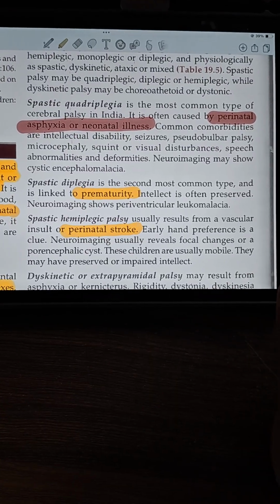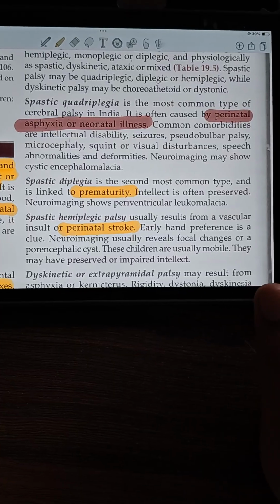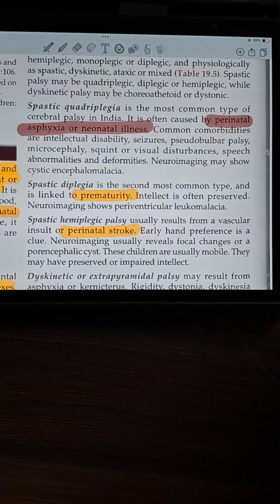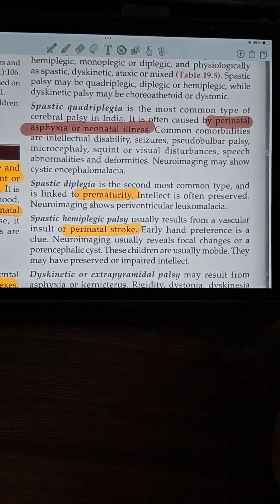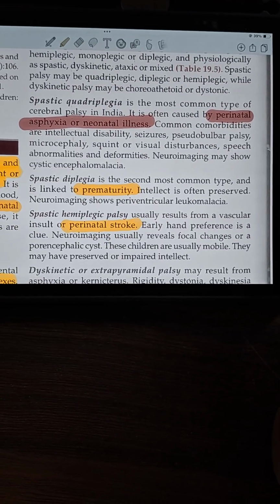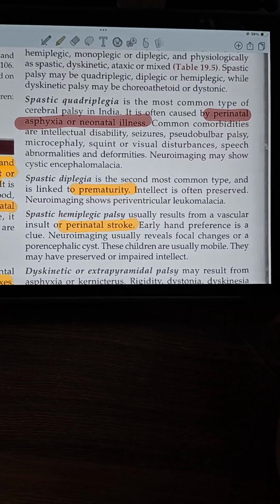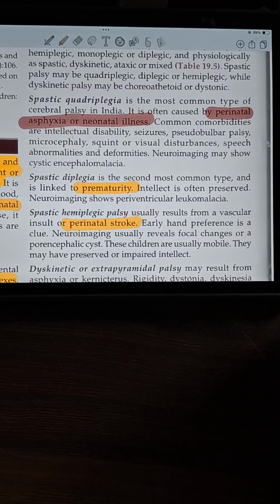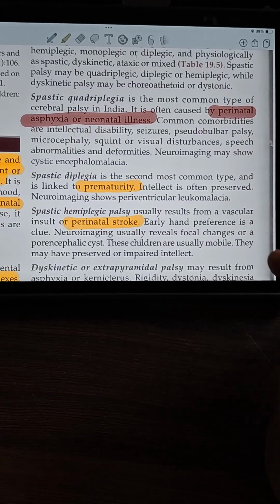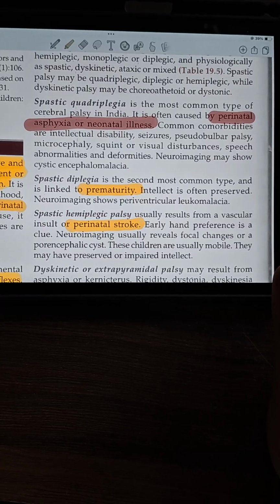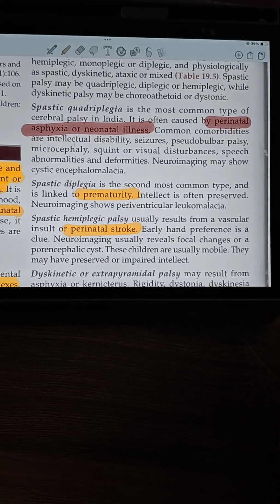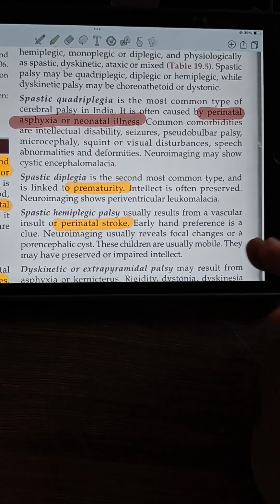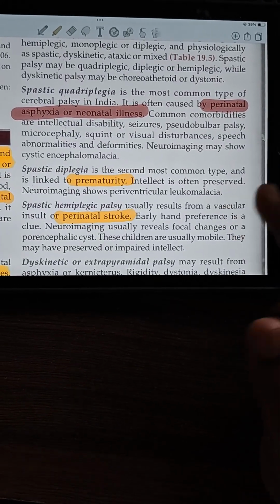Its most common cause is perinatal asphyxia or neonatal illness, and the common comorbidities are like intellectual disability, seizures, pseudobulbar palsy, microcephaly, squint or visual disturbances, speech abnormality, and deformity. And neuroimaging may also show cystic encephalomalacia. In spastic diplegia, it is linked to prematurity, and neuroimaging shows periventricular leukomalacia. And in this, the intellect is often preserved.